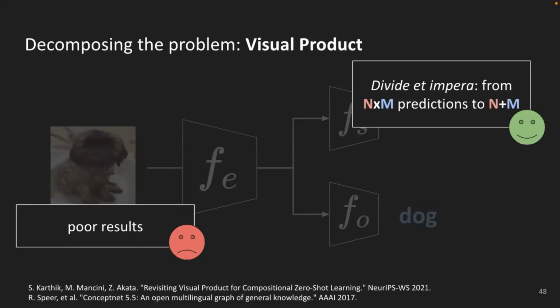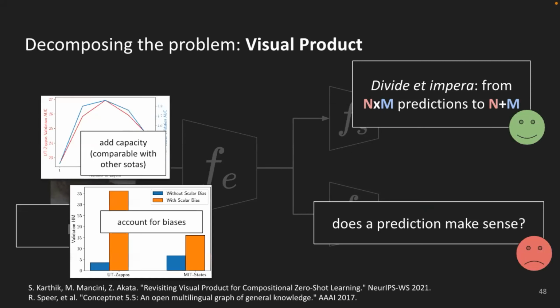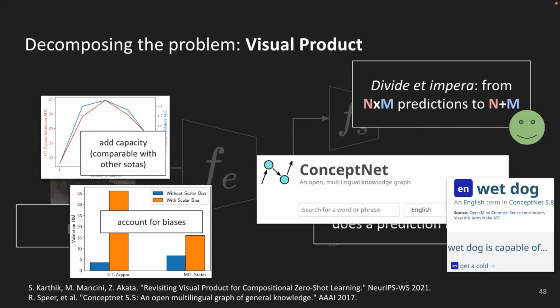Now, the problem is that this achieves poor results. We saw this before, we discussed that. And with the predictions, we don't know if they make sense because they are not communicating to each other. And actually, we found out that there was a simple way to tackle this. First was to increase the capacity of the model. And it's not surprising nowadays, but if you make the predictors comparable in size to the ones of the other state-of-the-art approaches, already the performance gap is much lower, and account for biases, but this is already taken care of in the evaluation metric. And also we introduced ConceptNet to filter out weird predictions.